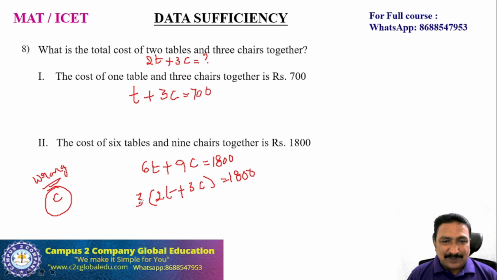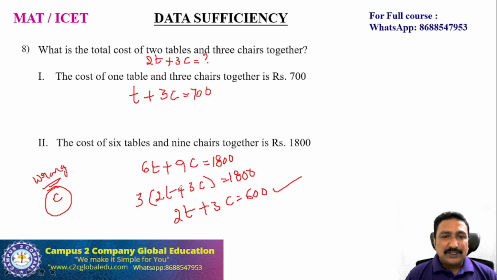Now this 3 is multiplying here, if it comes to here it divides. So we can get 2T plus 3C is equal to 1800 divided by 3. 1800 divided by 3 is equal to 600. So we are getting the answer from the second statement alone. So here the answer is B.